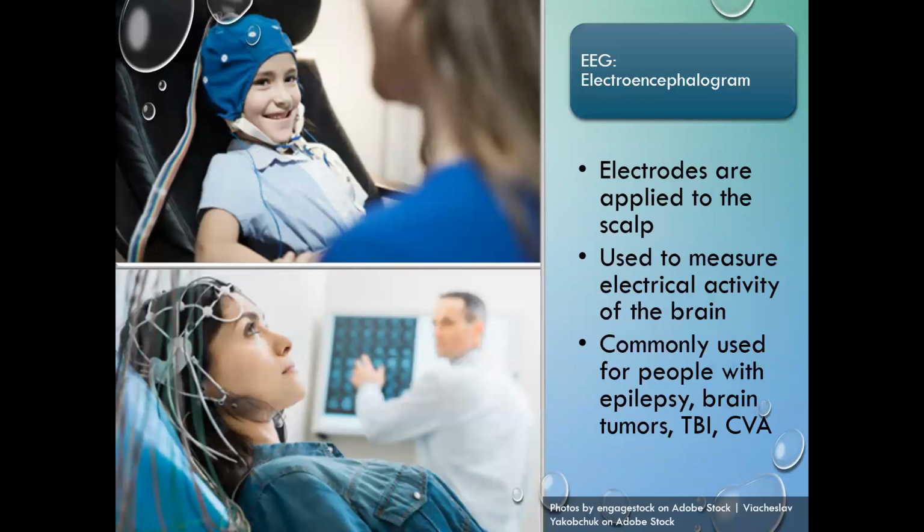All right, another test that you might see being done at bedside is an EEG, or an electroencephalogram. With this test, electrodes are applied to the scalp and they're hooked up to a piece of equipment or a computer. It's used to measure the electrical activity of the brain. So just like with the other test, the technicians and the doctors receive immediate results on various measures of activity. So an EEG is commonly used for people with epilepsy, people who have brain tumors, people who have experienced brain injury or stroke.